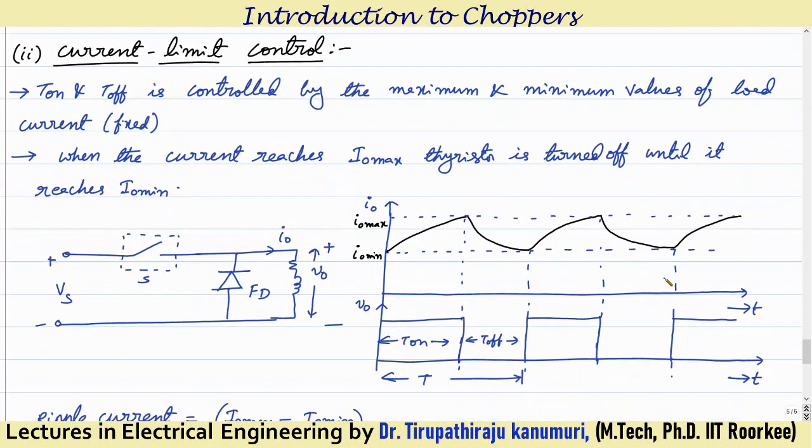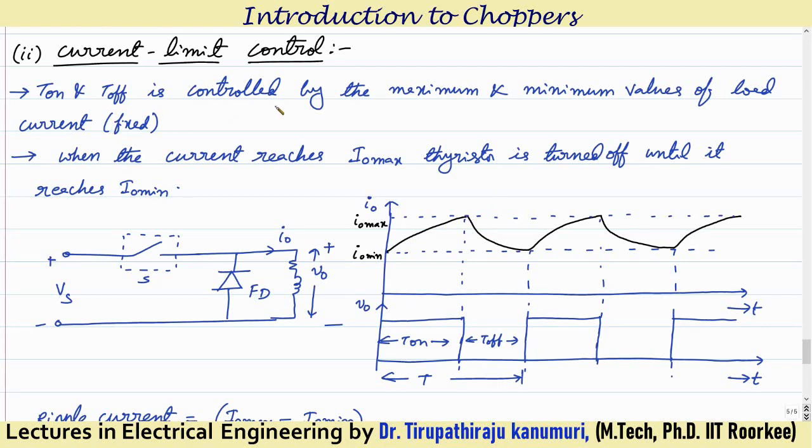There is one more method, that is the current limit control method. Let us see what the disadvantage of this is. The name itself is telling: current limit. We will decide the limit of the minimum value and maximum value of the current passing through the load. We have to vary between these two limits only. The current should not go above or below. Accordingly, we will control the on time and off time of the thyristor.